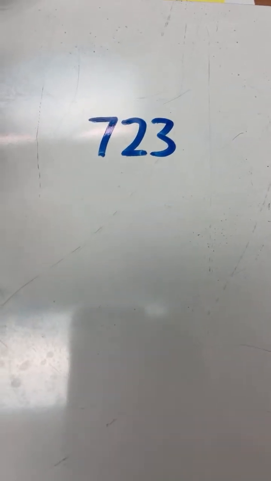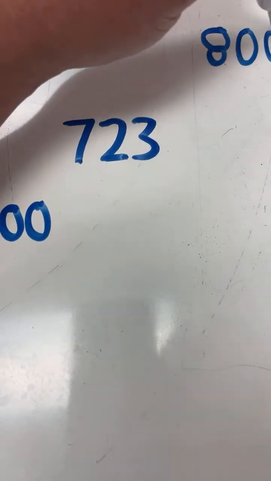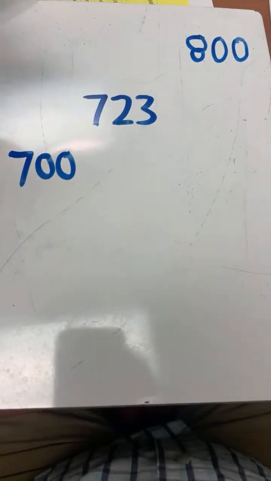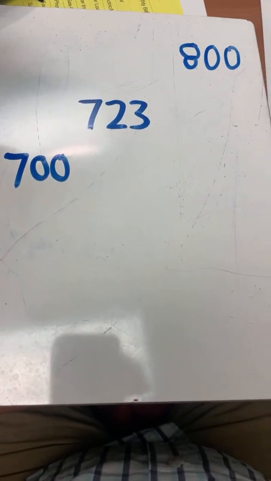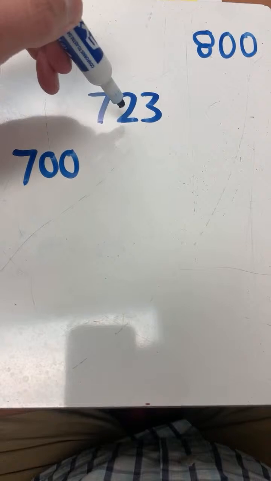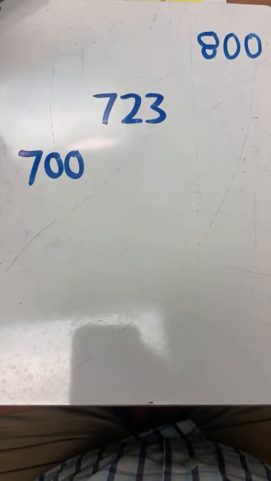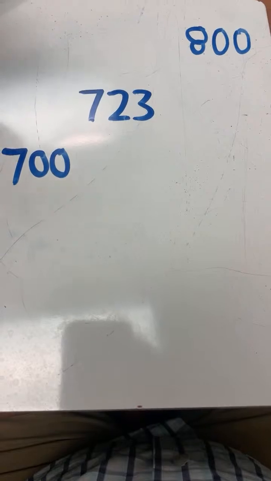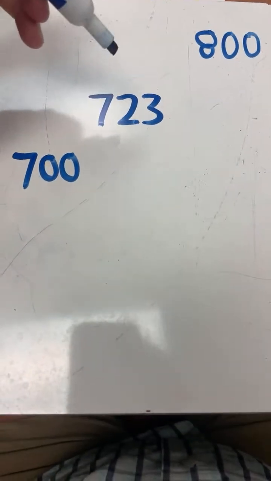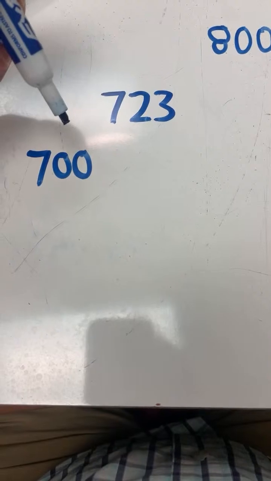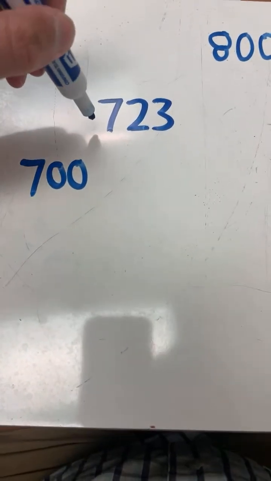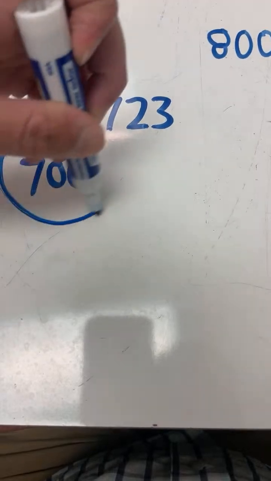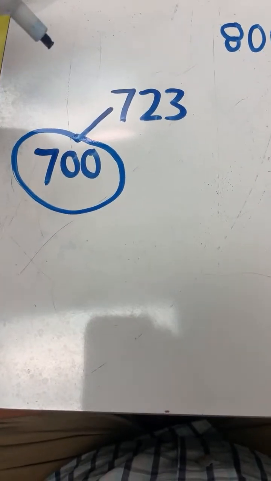723. So 723 is in between 700 and 800. Now looking at the digit in the tens place, the digit in the tens place is a 2. So as I said before, if the digit in the tens place is 5 or more, we round up. If it's 4 or less, we round down. So here we would round down. 723 rounded to the nearest 100 would be 700.